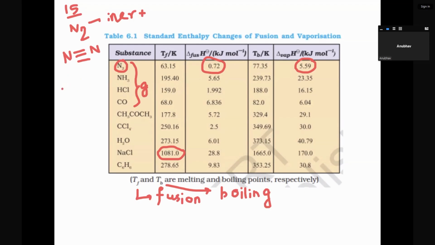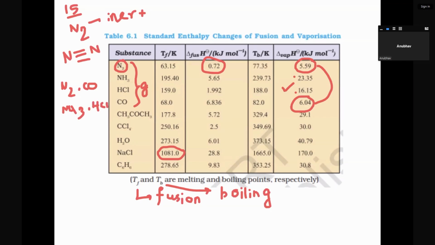Because you see, we have two sets of gas. One has N2 and CO, and the other two gases are ammonia and HCl. Ammonia and HCl delta H vaporization values are quite high, 23 and 16 respectively. But in case of nitrogen and CO, the values are quite less. You see, one is 5.59 and the other one is 6.04. But in case of ammonia and HCl, that is NH3 and hydrogen chloride gas, the values are quite high. What is the reason behind it?